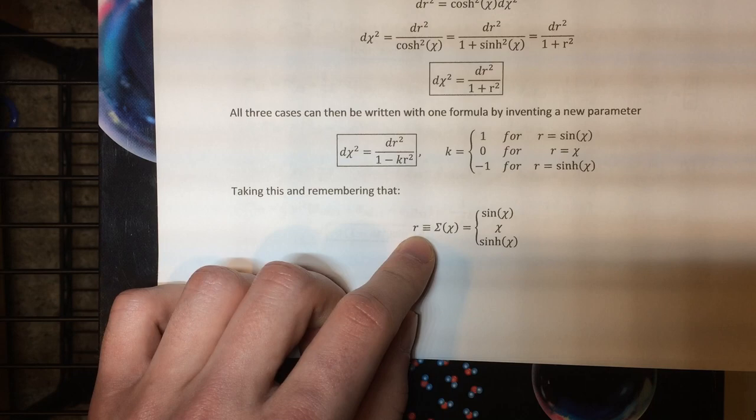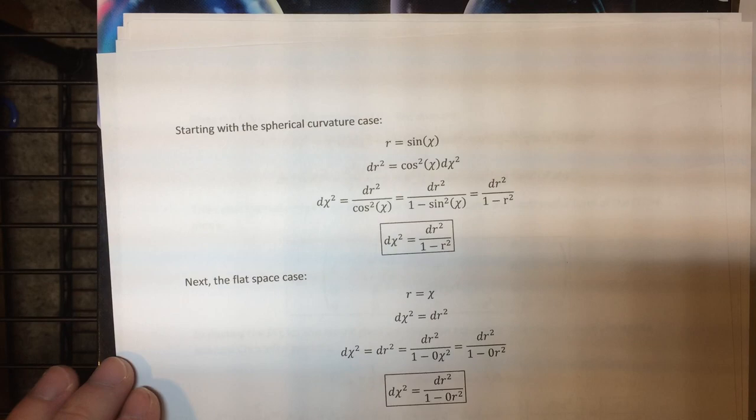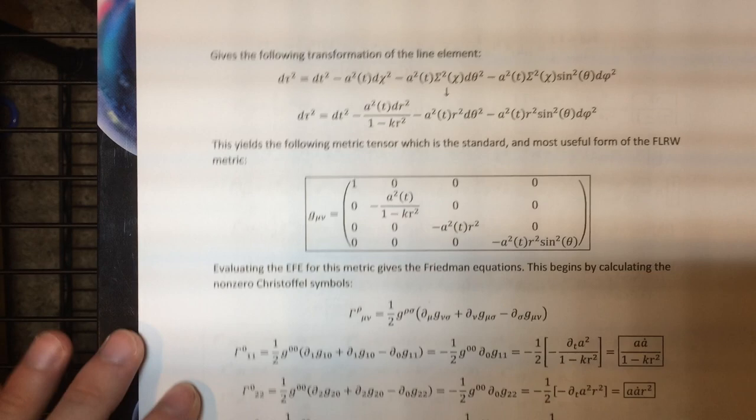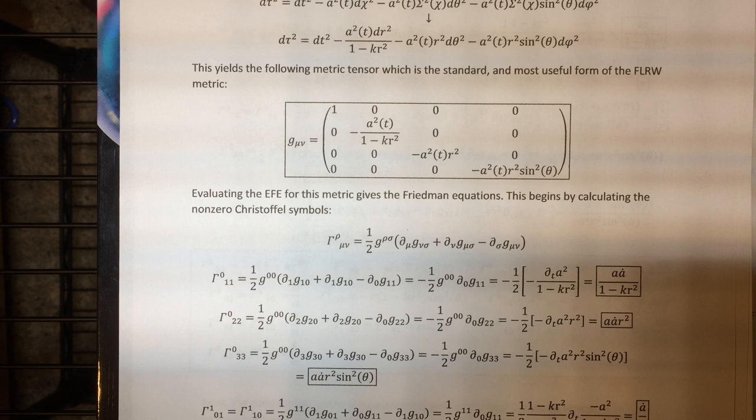So then we can finally substitute that into the line element and get our metric. So here is the old line element, and that goes to this when we plug it in. So then we can read off the metric tensor and write it in matrix form, and here we go. We have the standard Friedmann, Lemaître, Robertson, Walker metric.